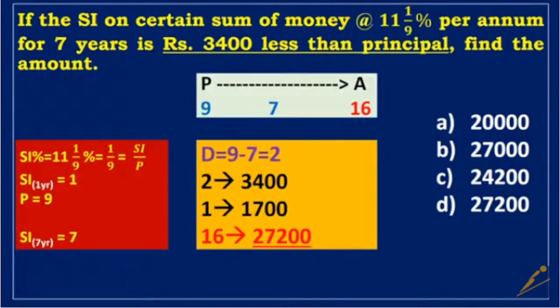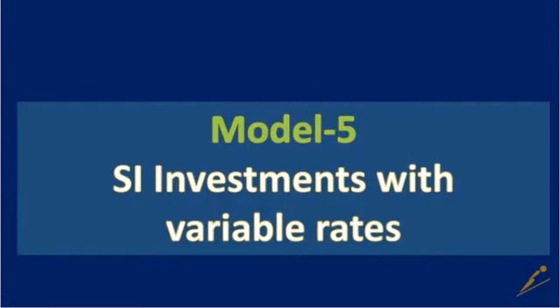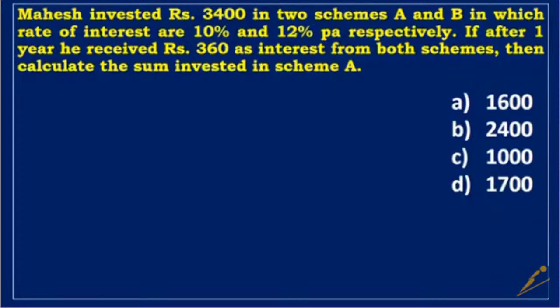Let us now look at the fifth model, SI investments with variable rates. Mahesh invested 3,400 rupees in 2 schemes A and B, in which rate of interest are 10% and 12% per annum respectively. If after 1 year he received 360 rupees as interest from both schemes, then calculate the sum invested in scheme A. We can solve this type of question in a smart way using the proportion technique.